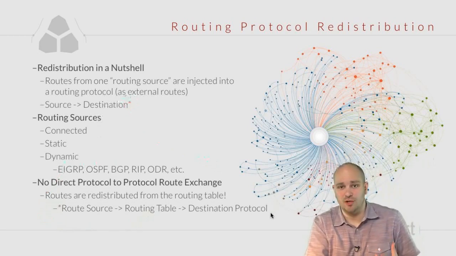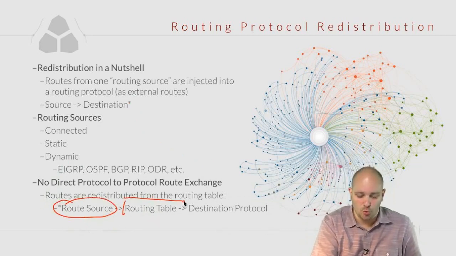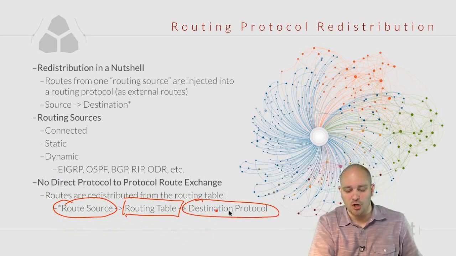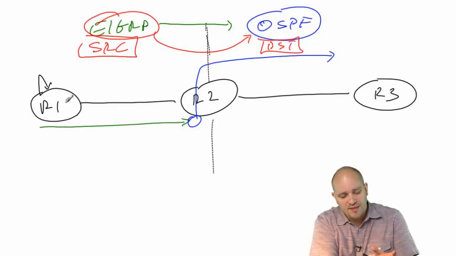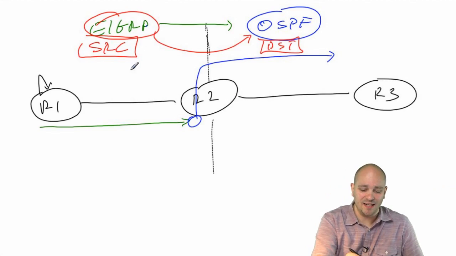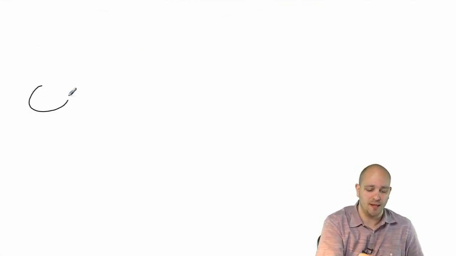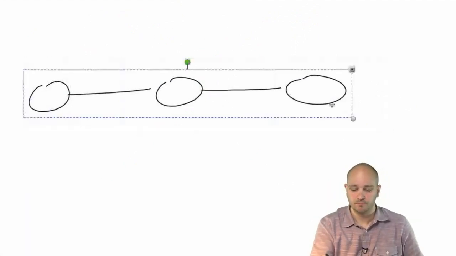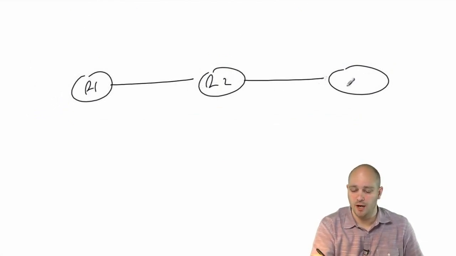The process that actually happens, with just one or two exceptions, is that the routes from the routing source need to go into the routing table, and then from the routing table, they are redistributed, injected into the destination protocol. So this picture here is really a little bit incorrect. A more correct picture would be when we have routers R1, R2, and R3. So let's say that these are our R1, R2, and R3.